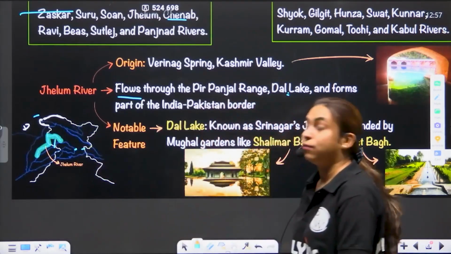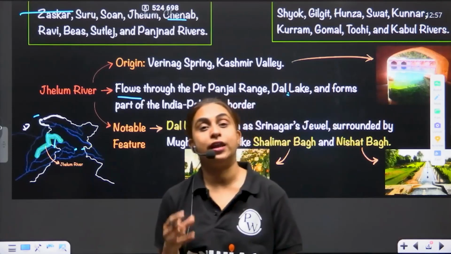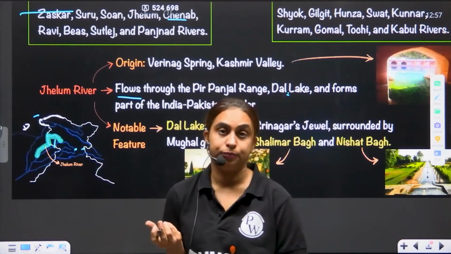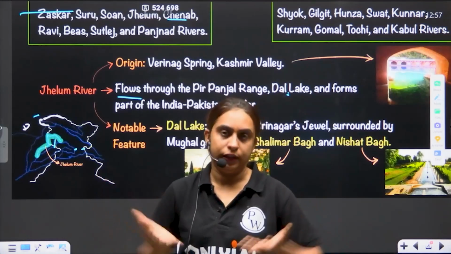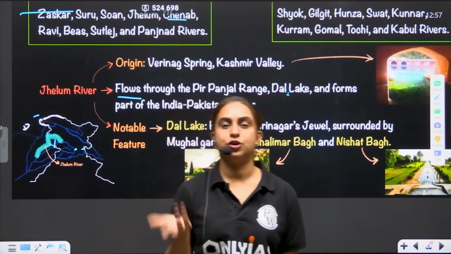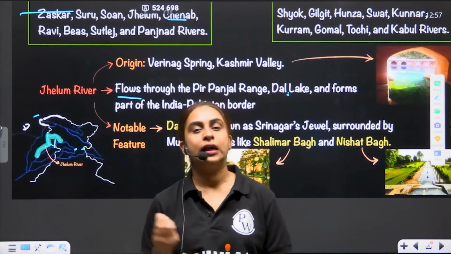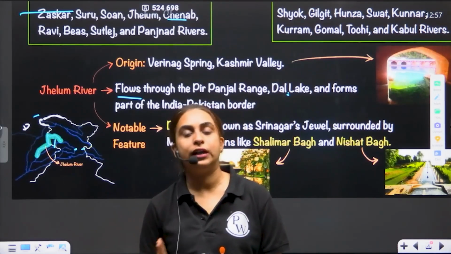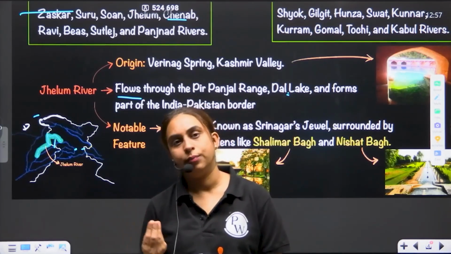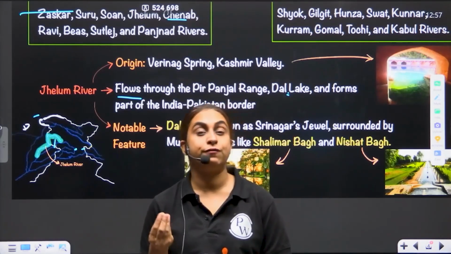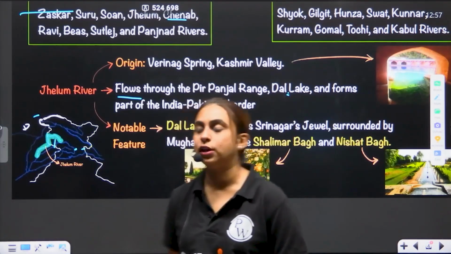A very important feature on the Jhelum River is a very important lake, Dal Lake. The Jhelum River meanders and it forms Dal Lake. If you've been to Kashmir, there are 2-3 places you definitely visit. You definitely visit Srinagar. Srinagar is on the bank of Jhelum. In Srinagar city, there is a very famous lake, Dal Lake, formed due to the meandering of Jhelum. So that's important that you should know.